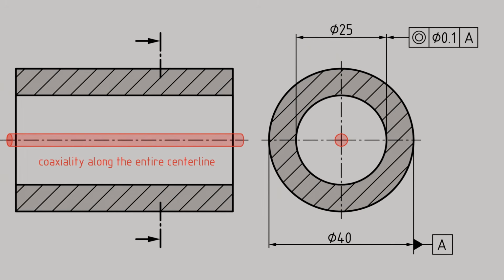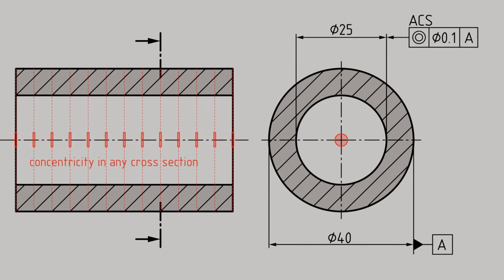Because concentricity uses the same symbol as coaxiality, it must be explicitly stated when concentricity, rather than coaxiality, is intended as the characteristic. Without any further indication in the feature control frame, coaxiality along the entire axis with a typical cylindrical tolerance zone would apply by default in this case. If, however, concentricity in every cross-section is intended, the letter combination ACS is placed above the tolerance frame. This stands for the initial letters of the words any cross-section.